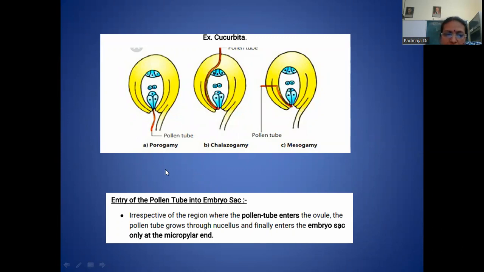So just by remembering chalazogamy, C for Cucurbitaceae, we can easily remember it for objective type bits. Whatever the entry of the pollen tube, there may be porogamy, chalazogamy, and mesogamy. Porogamy is through the micropyle, chalazogamy is by entering through the chalaza, and mesogamy is through the integuments. Whatever the entry, the pollen tube enters the embryo sac at the micropyle only. Irrespective of where the pollen tube enters the ovule, it grows through the nucellus and finally enters the embryo sac at the micropylar end.